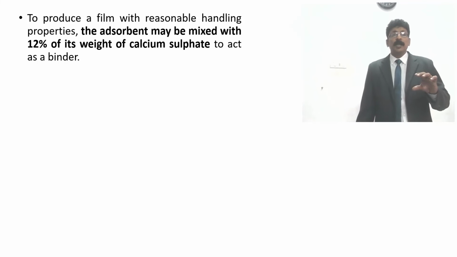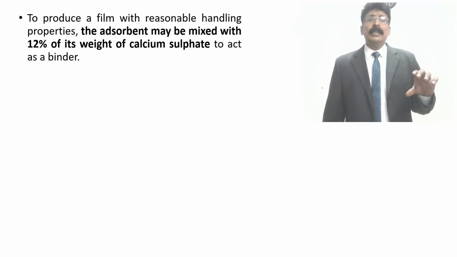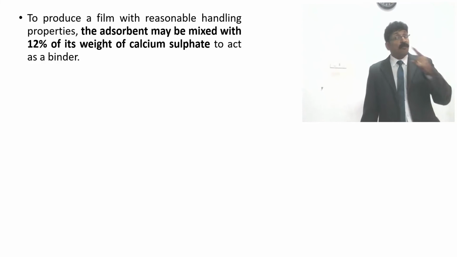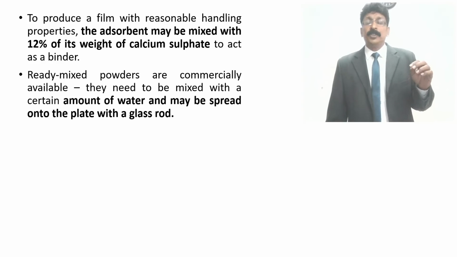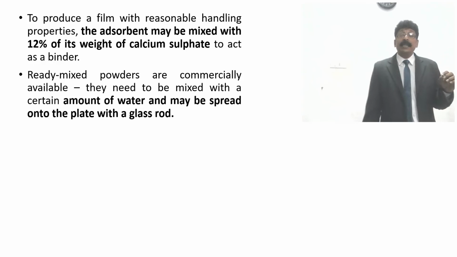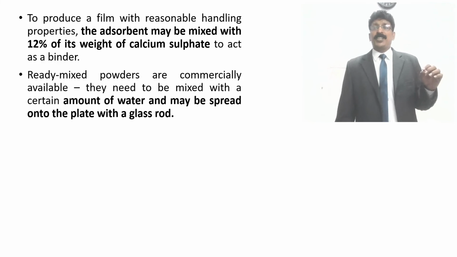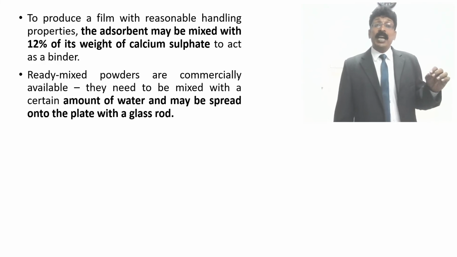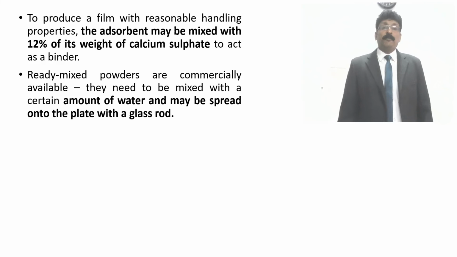To produce a film with reasonable handling properties, the adsorbent may be mixed with 12% of a binding agent like calcium sulfate, which we have discussed, gypsum, to act as a binder. So the student should know the percentage of the binder needed for any type of solid material to be made into a thin layer plate for TLC. Ready mixed powders are commercially available. Already they have made, gypsum is added, silica gel G is available for TLC plates which we can prepare.